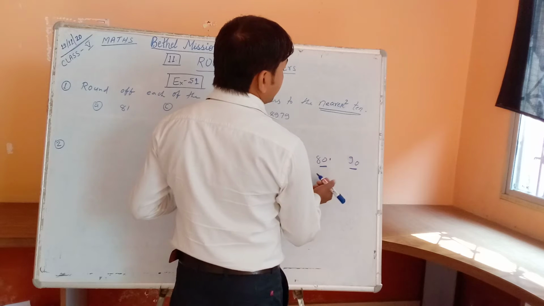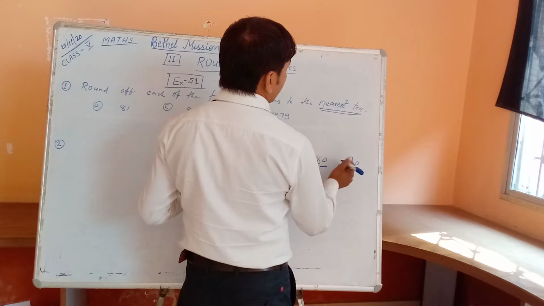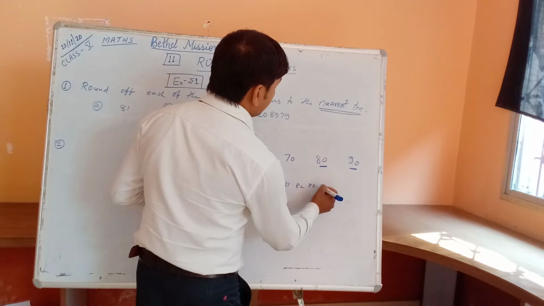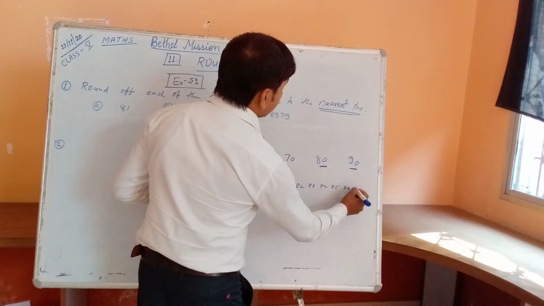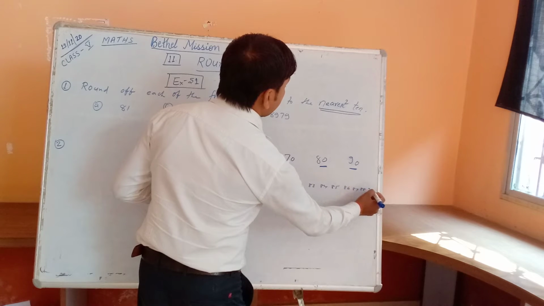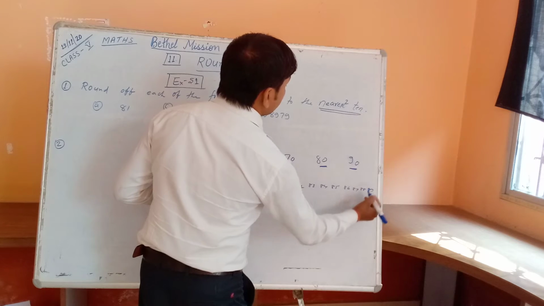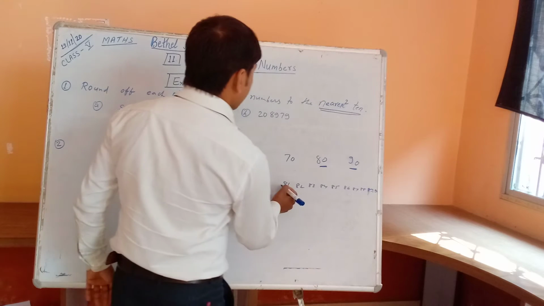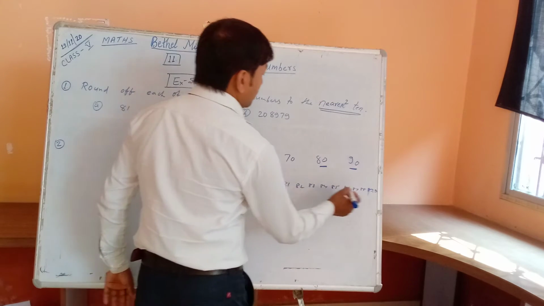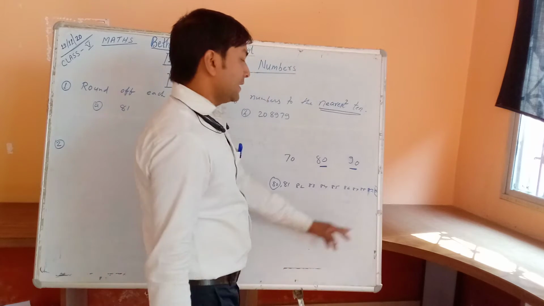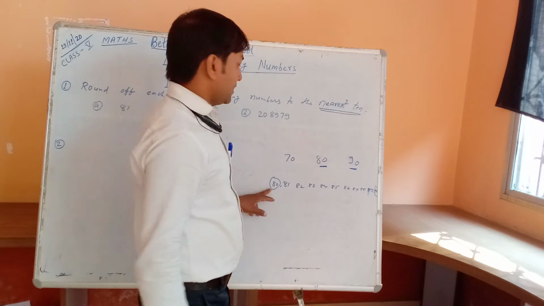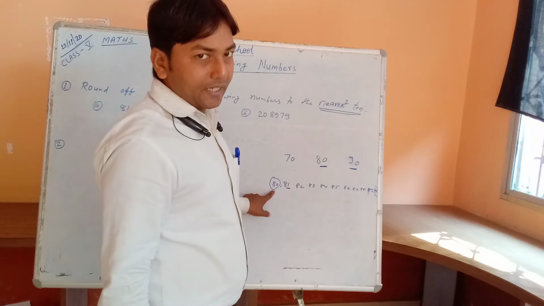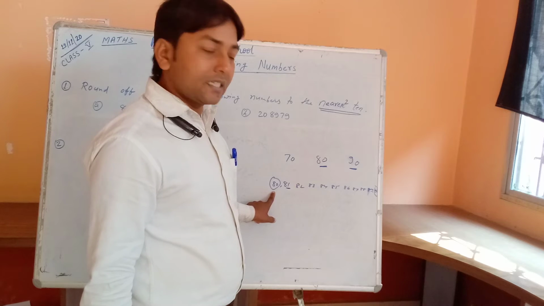Between 80 and 90 we have 10. Okay, 81, 82, 83, 84, 85, 86, 87, 88, 89. Okay, these numbers are in between, and then 90 and here 80. So which is the nearest? 90 is nearest or 80 is nearest? And the question is 81. 81 is nearest to 80, so the answer is 80.